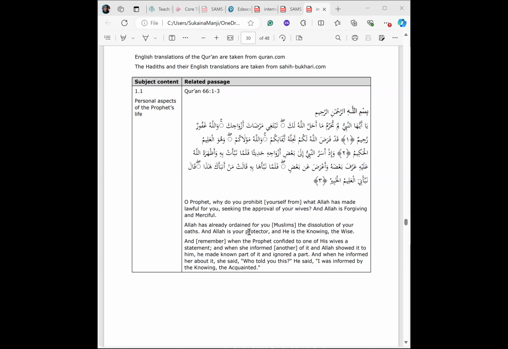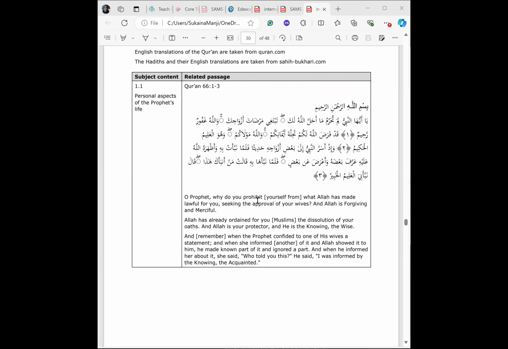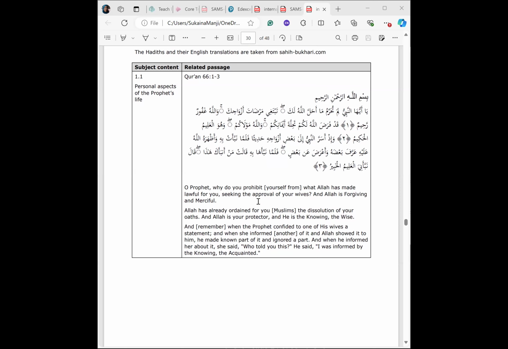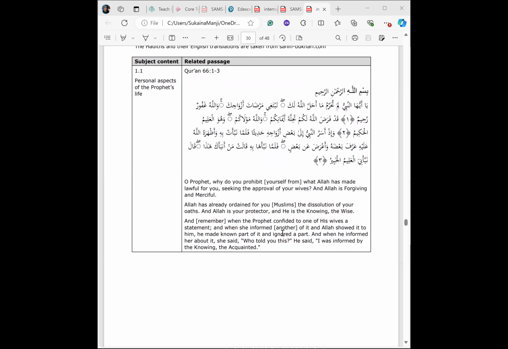Students can talk about what does Allah being the protector mean to the Prophet. How is Allah going to protect the Prophet? In what ways? He is knowing. So what does Allah know? How does he know? What does he know about the Prophet? And then the Prophet confided to one of his wives, and again, you can see a conversation happening here. And within this conversation, you can see a lot of things can be brought forward.